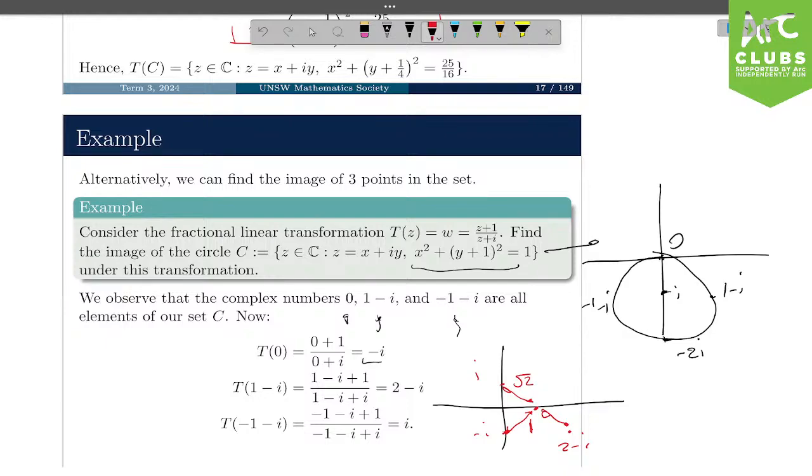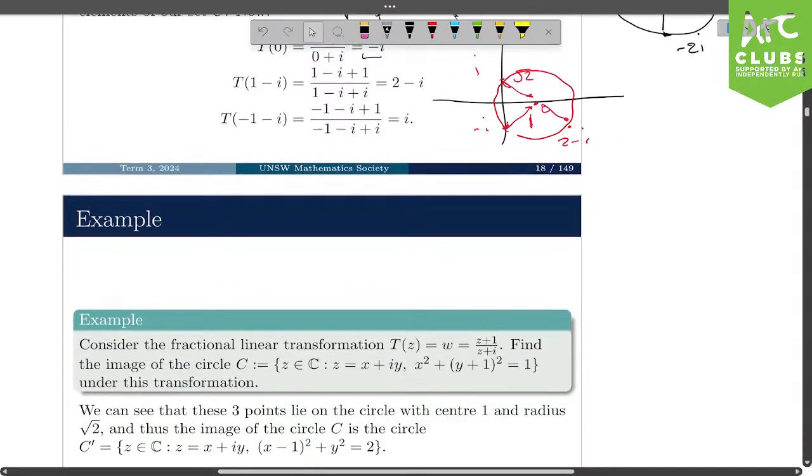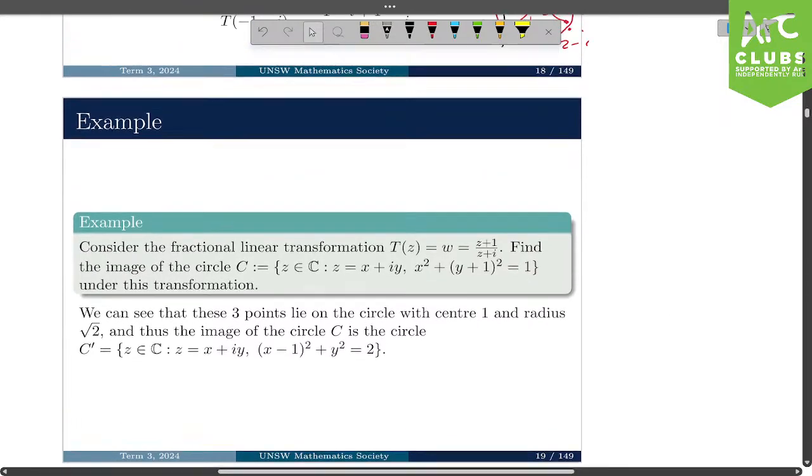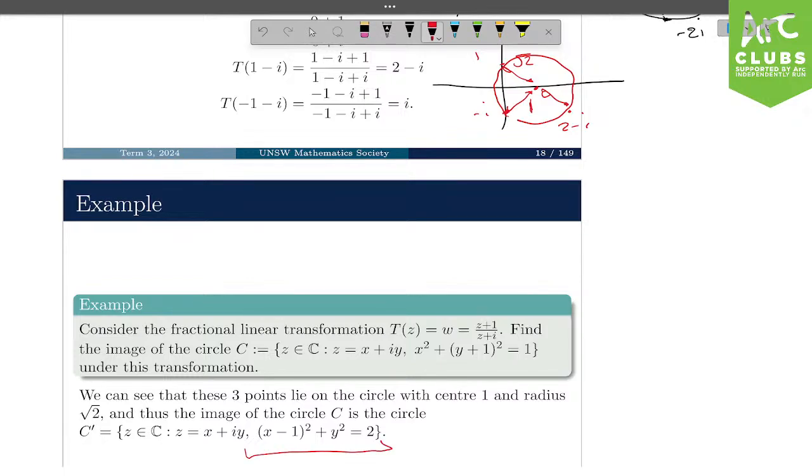So from there, instead of just trying to bash it out, we can just find our 3 points. We found that they're not collinear, and we found this circle here. So the 3 points lie on the circle, and thus the image of this circle is C prime, which is just this. Right? We all understand that?